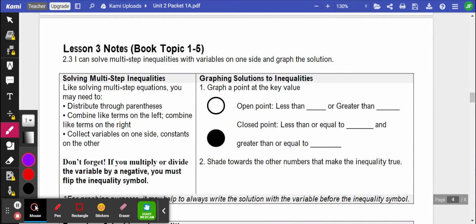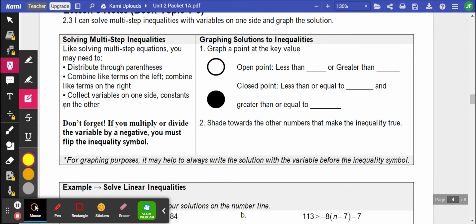Hello, today we're going to continue on and start looking at solving multi-step inequalities with variables on one side and then graphing the solutions. And then in the next lesson, we'll actually look at the variables on both sides. Remember that this is similar to the last unit, so the process is the same. The big difference is when you flip the sign.